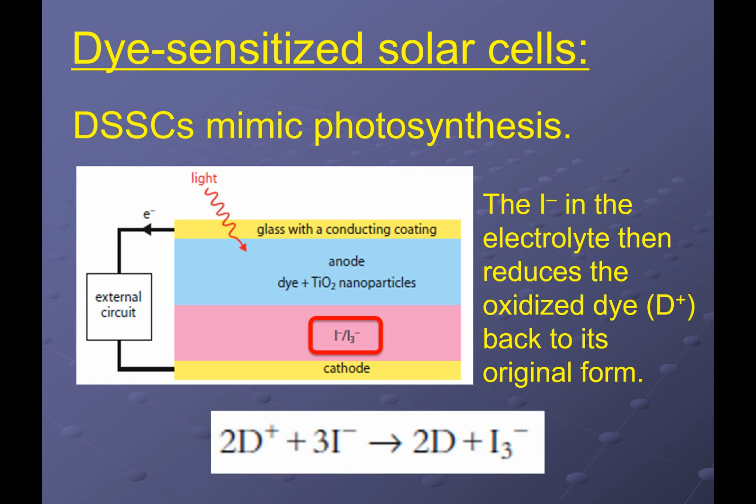So the oxidized dye, right? The dye was excited to a dye star. It was oxidized. It's still in a high energy state. It's still ionized, so it's now a plus charge. Part of the I minus's job in reducing it is to actually reduce those D plus molecules back to just ground state dye, and the dye is ready then to absorb extra light energy again.